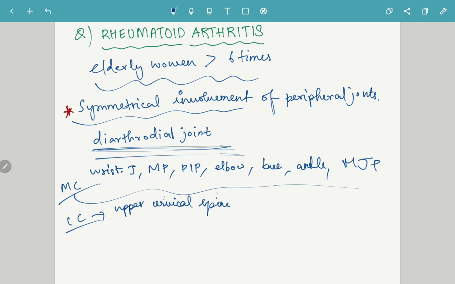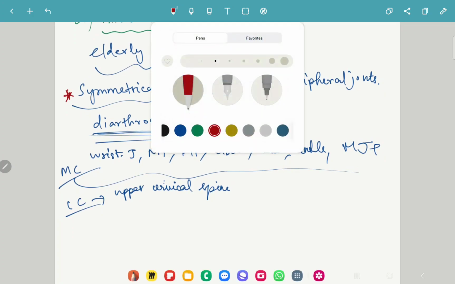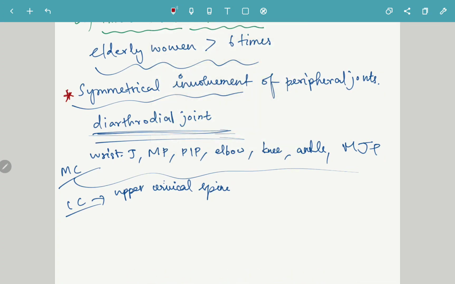Now, remember a very important key point and a favorite MCQ. Usually, the distal interphalangeal joint, the DIP, is not involved in rheumatoid arthritis, and therefore it is not used for diagnosis at all. And there are very favorite deformities that can occur, which we'll be studying in detail, like the swan neck deformity and the boutonniere deformity. So many deformities are there.